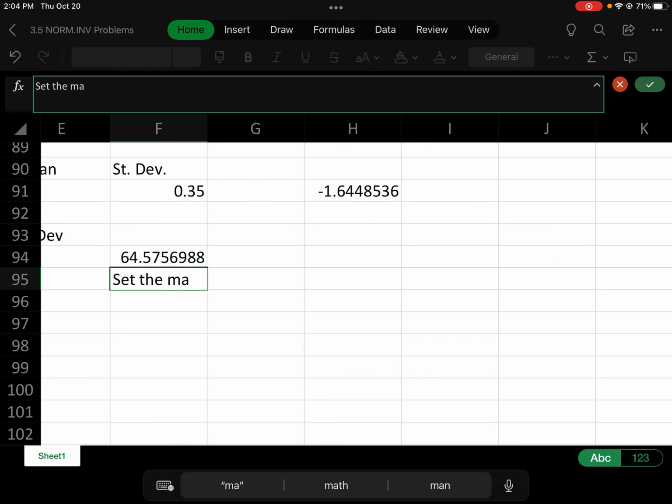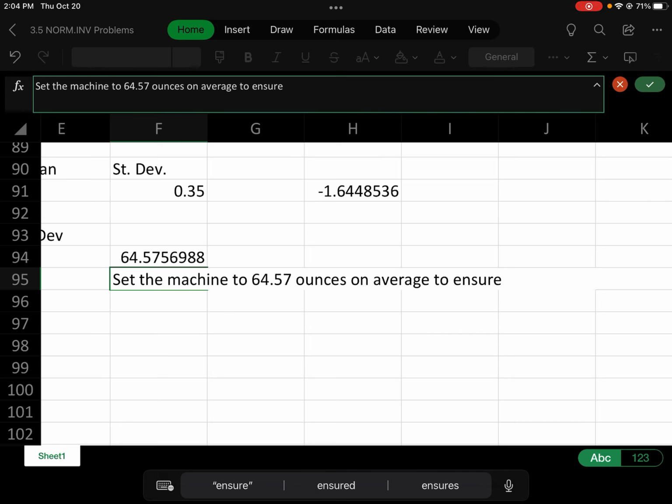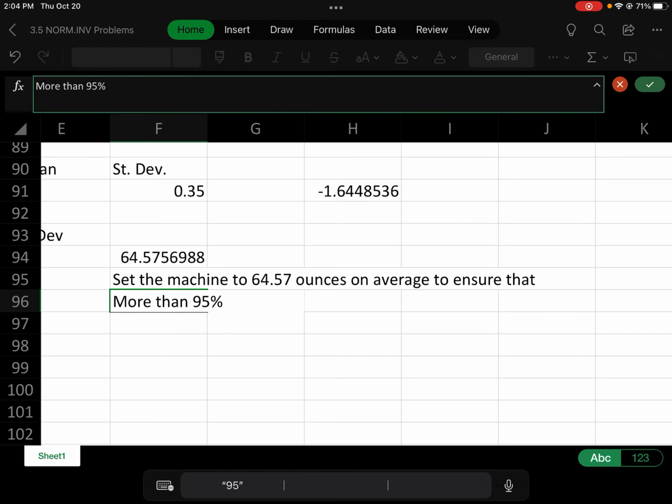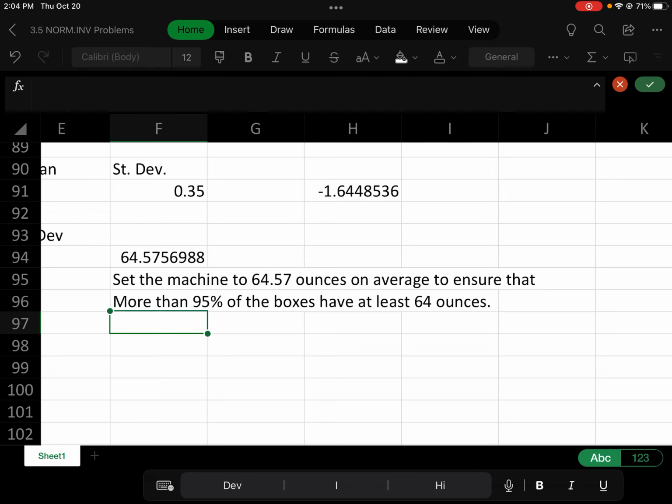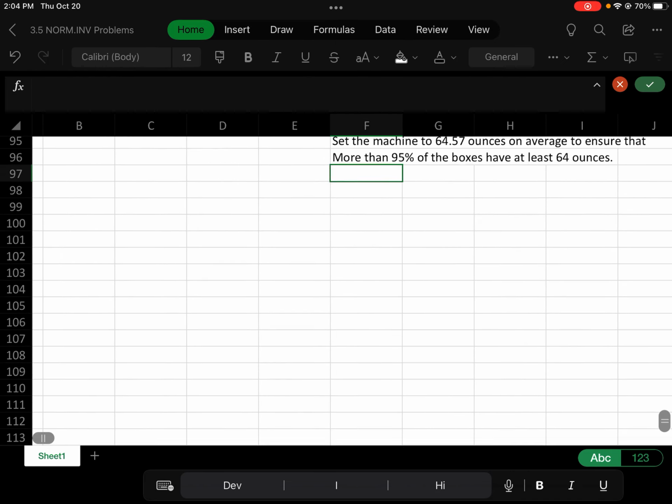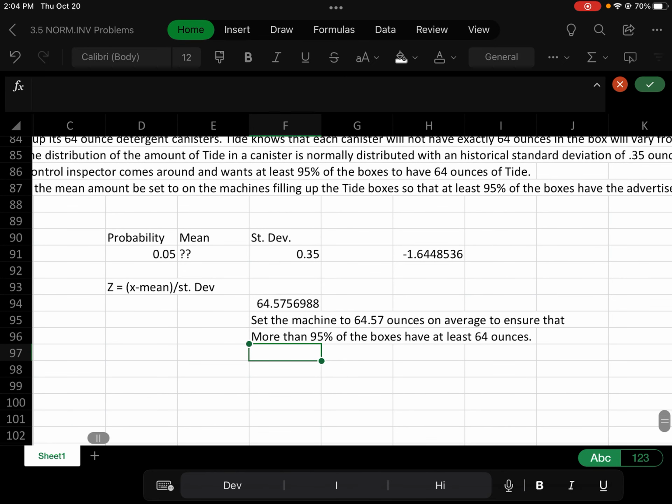So what we would have to do in this case is set the machine to 64.57 ounces on average to ensure that more than 95% of the boxes have at least 64 ounces. So this is a nice example of a problem where we're using a computer and we still need to use the z-score formula in order to figure this out. All right, I'll see you in the next video.